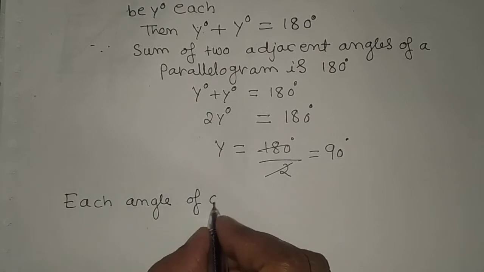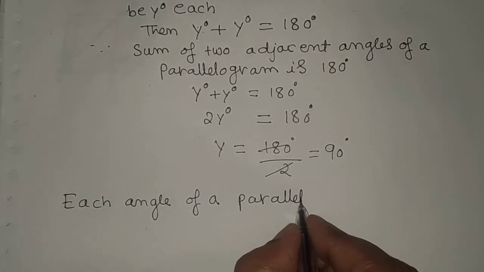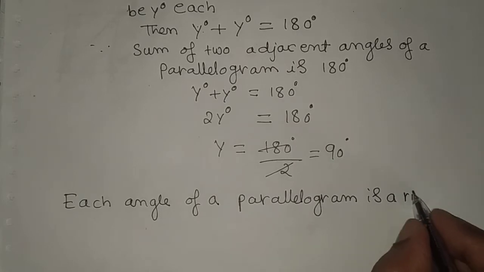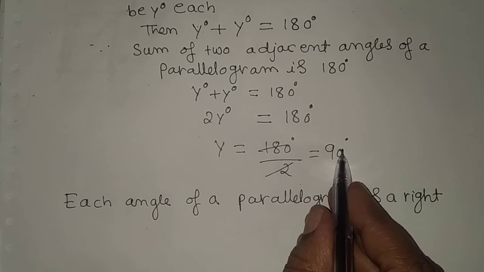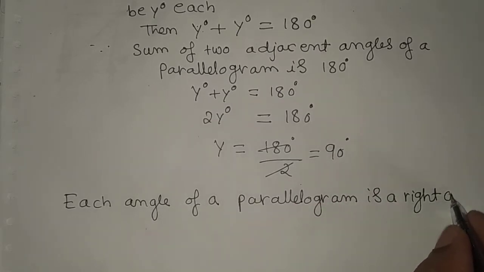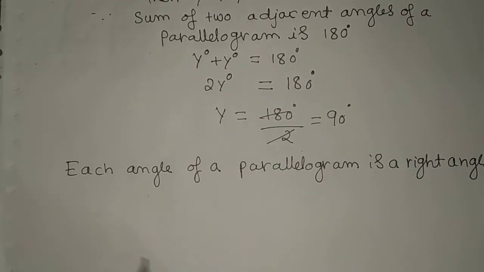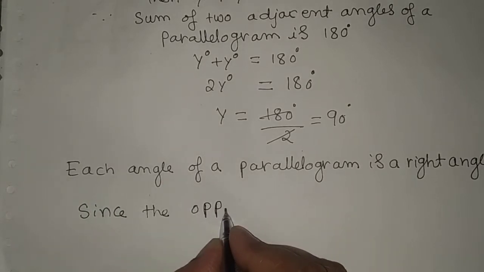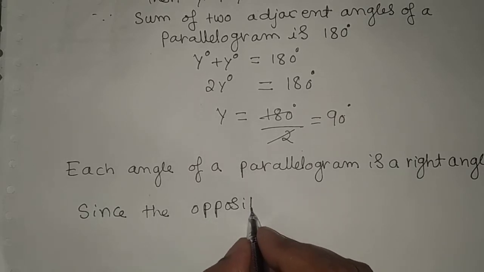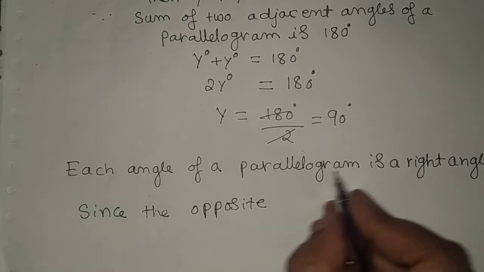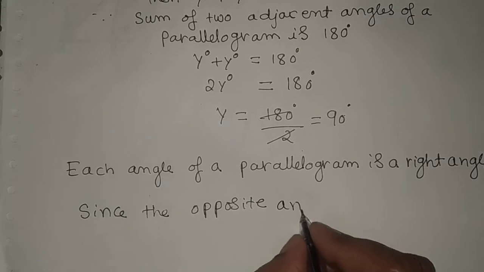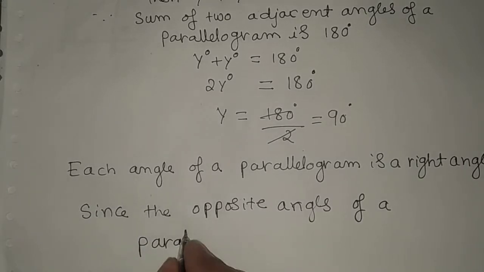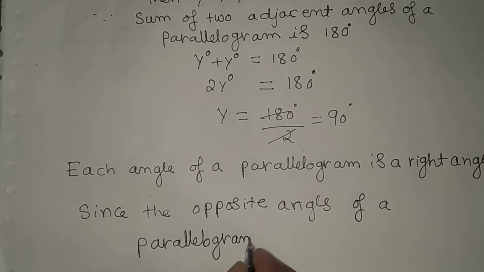So we write the conclusion: each angle of a parallelogram is a right angle. The conclusion we got is 90 degrees, and 90 degrees means it is a right angle. Since the opposite angles of a parallelogram are equal, each is 90 degrees.